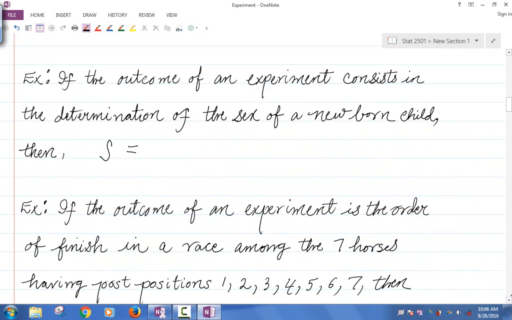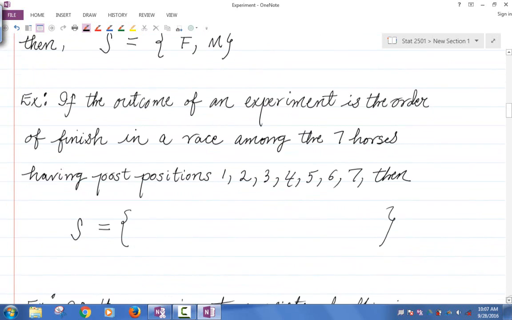If the outcome of an experiment consists in the determination of the sex of a newborn child, then what's the sample space? Well, we could say that the sample space would be F or M, female or male.